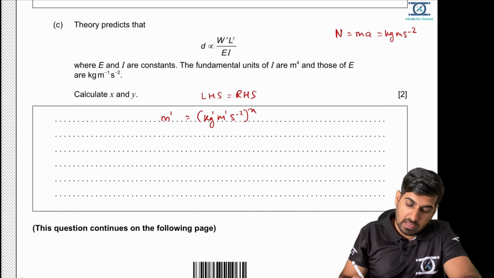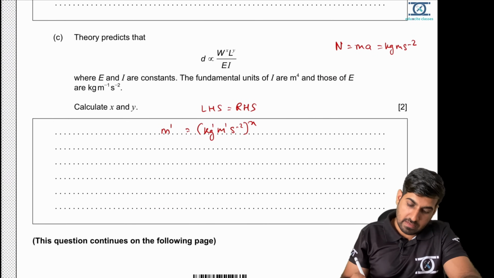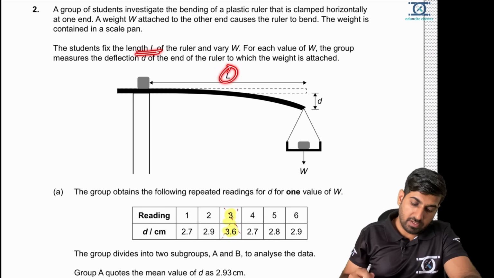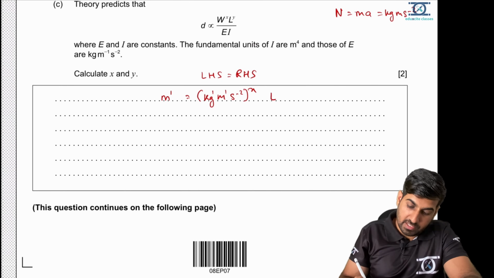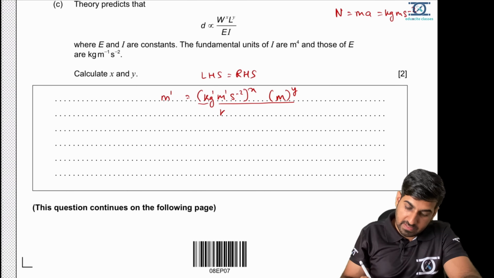L is what? L is the length. Here you can see L is the length of the ruler, which is again in meter. So L is in meter, so just write meter raised to power y. Now this gets divided with E. E is again given as kg m^-1 s^-2, and I is m raised to power 4.